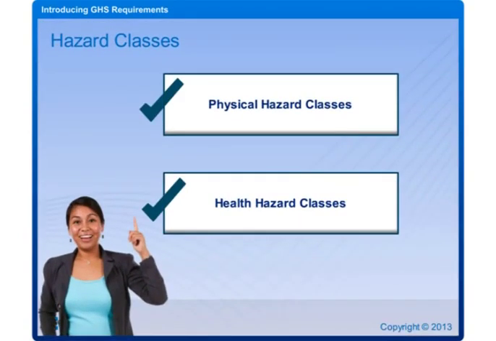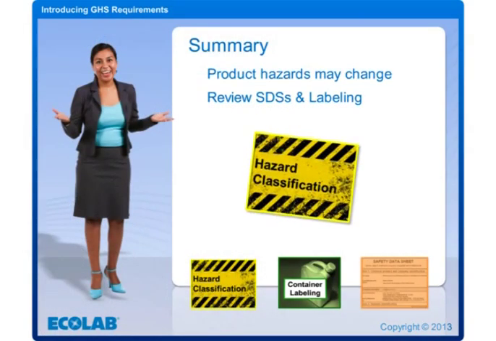Under the new GHS regulation, all chemical products must be evaluated for hazards by the manufacturer to ensure they are classified properly. In this section, we explored the hazard classification requirements of the GHS regulation. This requires that each chemical product be evaluated for both physical and health hazards. As a result, some product hazards may change. Reviewing the labels and the safety data sheets for all the products you encounter is important, and the topics of the next couple sections. Next, we'll look at container labels.